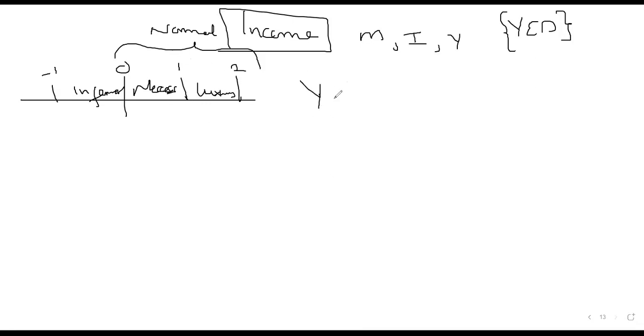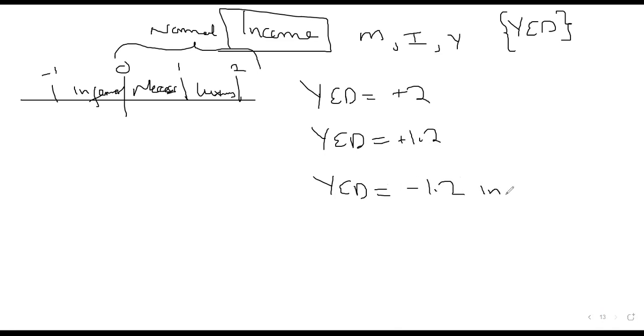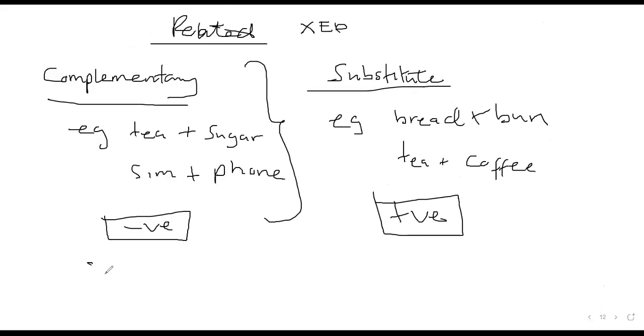So if your income elasticity of demand is positive 2, that is a luxury good. If your income elasticity of demand is 1.2, that is a necessity. If your income elasticity of demand is negative 1.2, that is an inferior good. So this is how it goes. For cross price elasticity, if your cross price elasticity of demand is negative 2, it means that's a complementary good. If cross price elasticity of demand is positive 2, that is what?